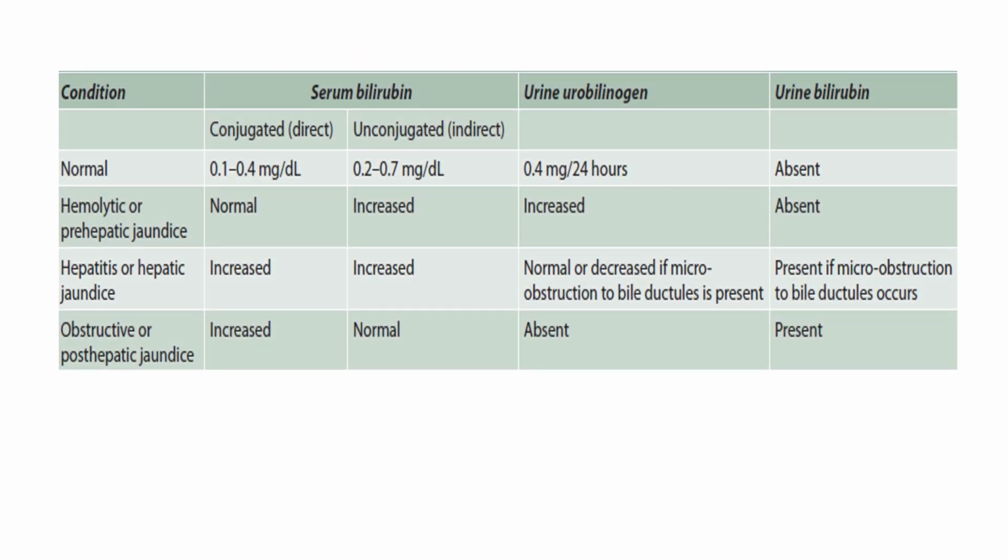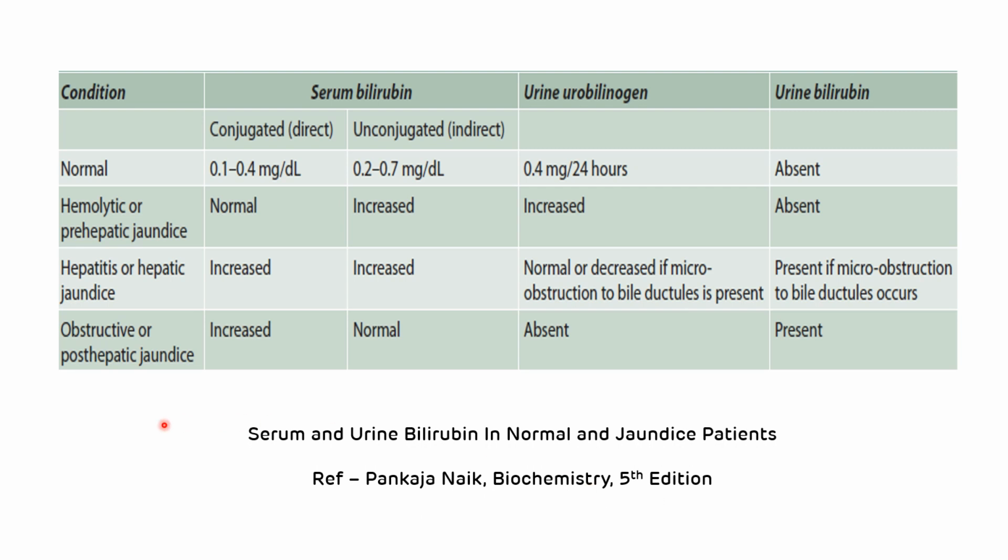This is the table showing the serum and urine bilirubin in normal as well as in the jaundice patient. The normal concentration of conjugated bilirubin is 0.1 to 0.4 milligram per deciliter, and the normal concentration of unconjugated bilirubin is 0.2 to 0.7 milligram per deciliter. The normal concentration of urine urobilinogen is 0.4 milligram per 24 hours, and normally urine bilirubin is absent.